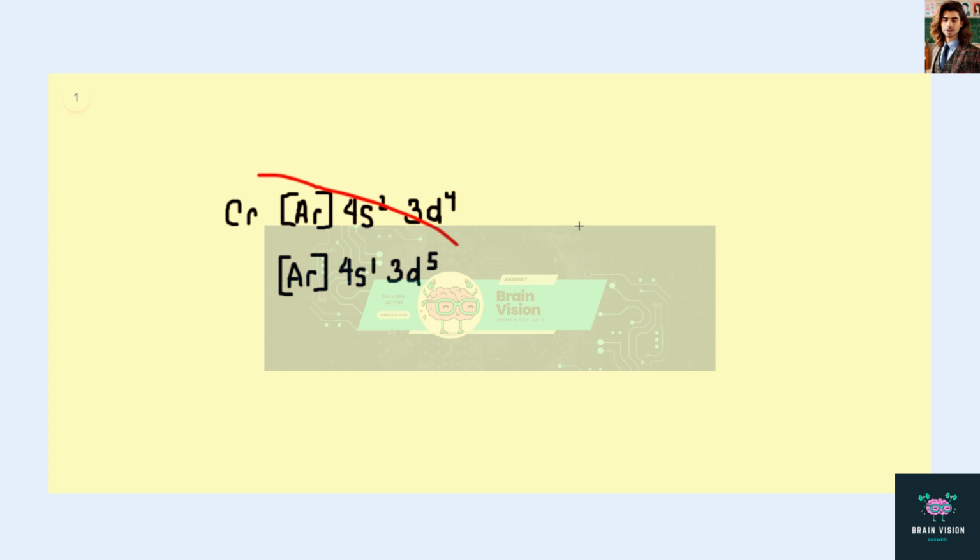And let's discuss why. If we were to draw the orbital diagram for the following, just looking at 4s and 3d, we'd have one orbital for our 4s, and the d block would have 5 orbitals. So we have 1, 2, 3, 4, and 5. And all of these are 3d.